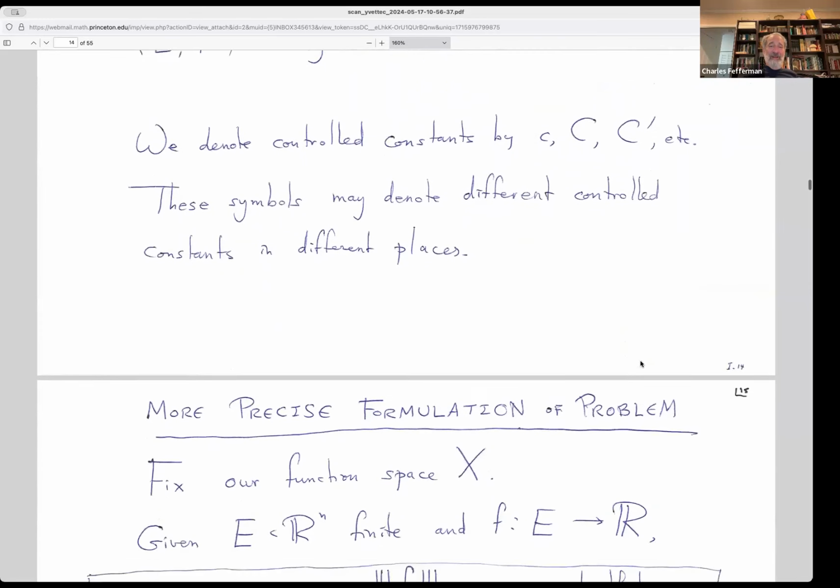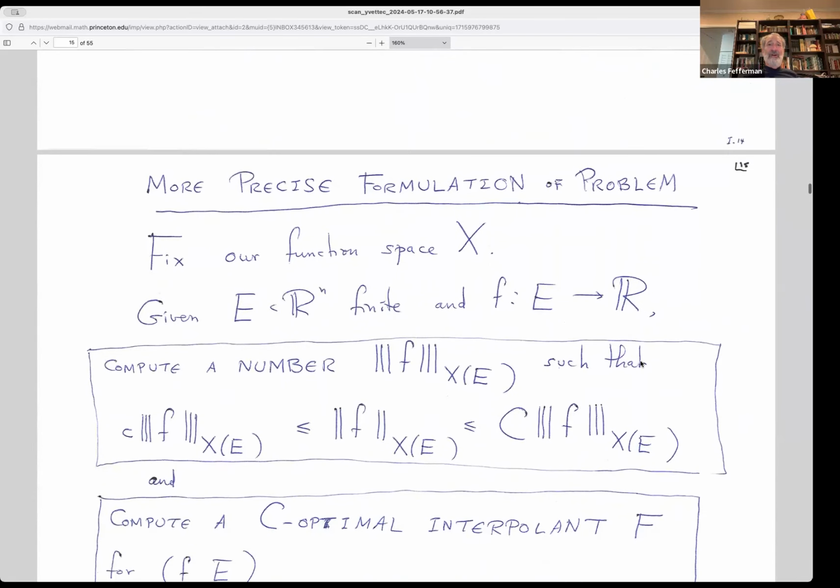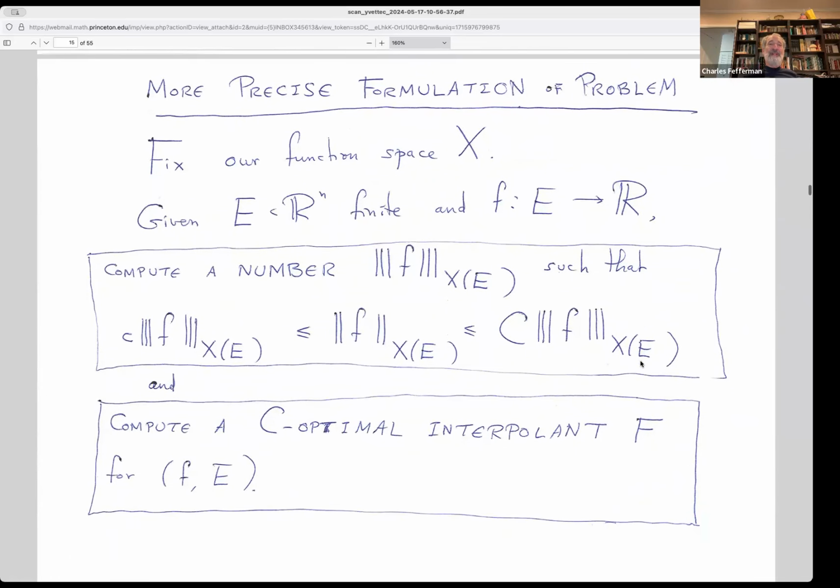Okay. And now I can give a more precise version of our problems. We fix our function space X. Given a finite set E in Euclidean space, and given a function little f defined on E, we want to compute a number that I'm going to call the triple norm of f, with the property that it differs from the trace norm, the norm of f in X restricted to E, by multiplicative constants, both of which are controlled. Okay, that's what I mean by computing the order of magnitude of the trace norm.